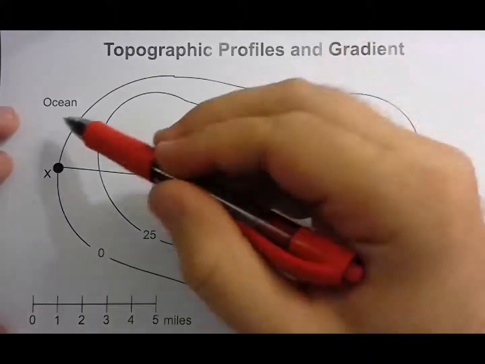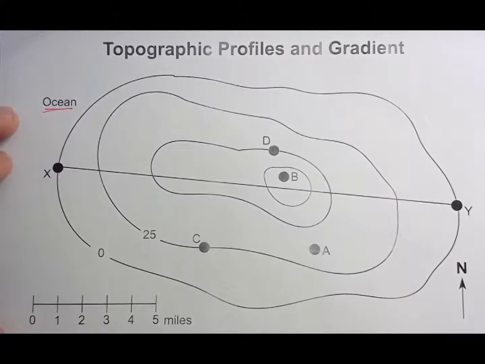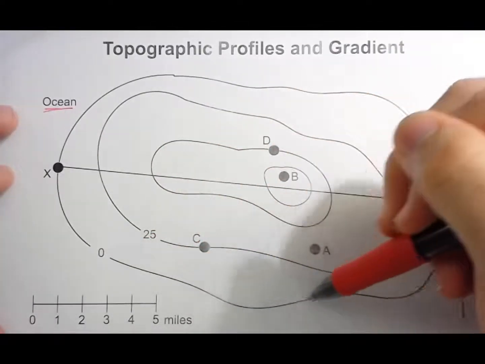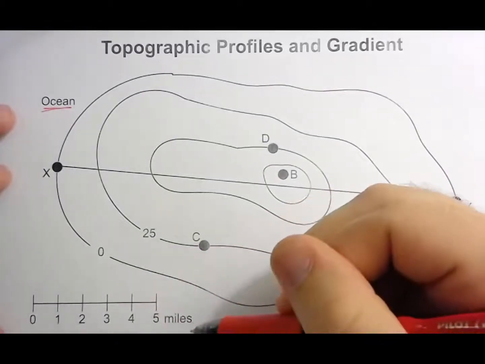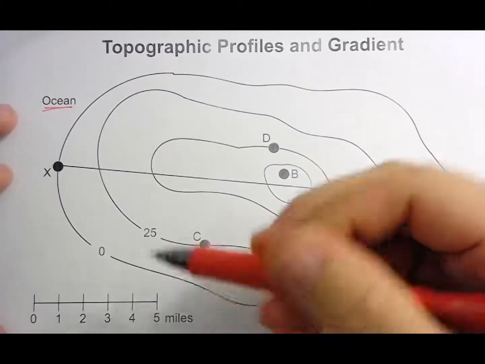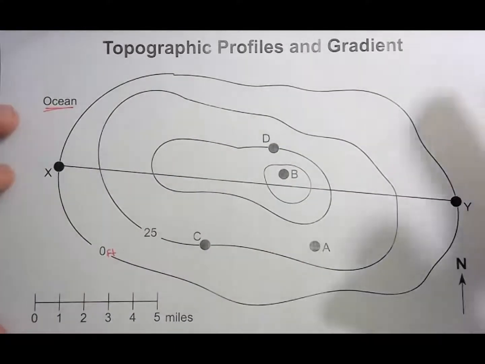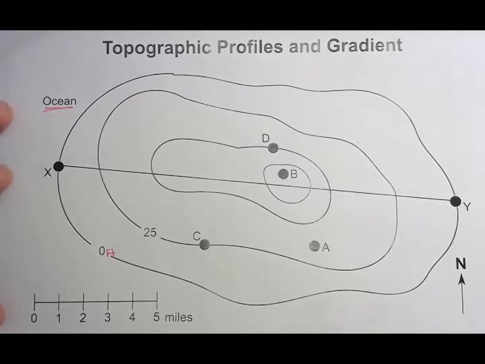We know it's an island because it says this is the ocean. If you see the ocean anywhere on a map, you know that's sea level. Sea level happens to be 0 feet or 0 meters. So in this case, our outermost line is going to be at sea level, that's 0, and because our scale bar is in miles, this is going to be 0 feet. Okay, so 0 feet is our initial starting elevation.